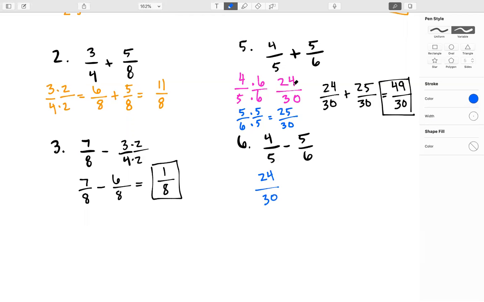Just because I already figured that out up here. Minus 25 over 30. Why? Because 5/6 is the same as 25 over 30. And 24 minus 25 is going to give us -1, and our denominator is 30. So that's interesting, isn't it? The fraction is just negative 1/30, and we're done.